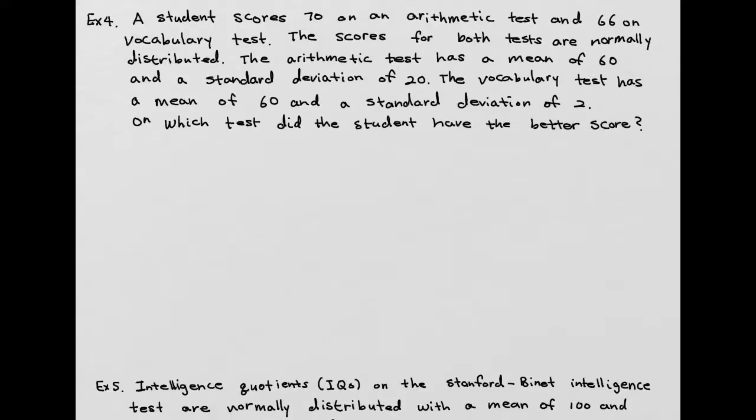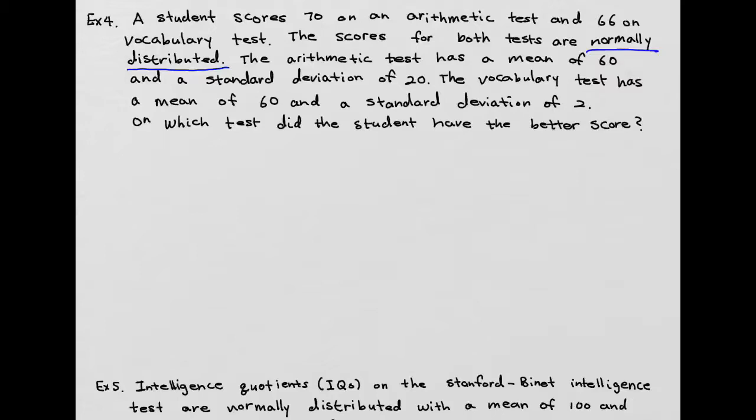Example 4. A student scores 70 on an arithmetic test and 66 on the vocabulary test. The scores for both tests are normally distributed. It's important, always normally distributed. The arithmetic test has a mean of 60 and standard deviation of 20, and the vocabulary test has a mean of 60 and standard deviation of 2. On which test did the student have the better score? So in order to answer this question, we need to find the z-score for both.